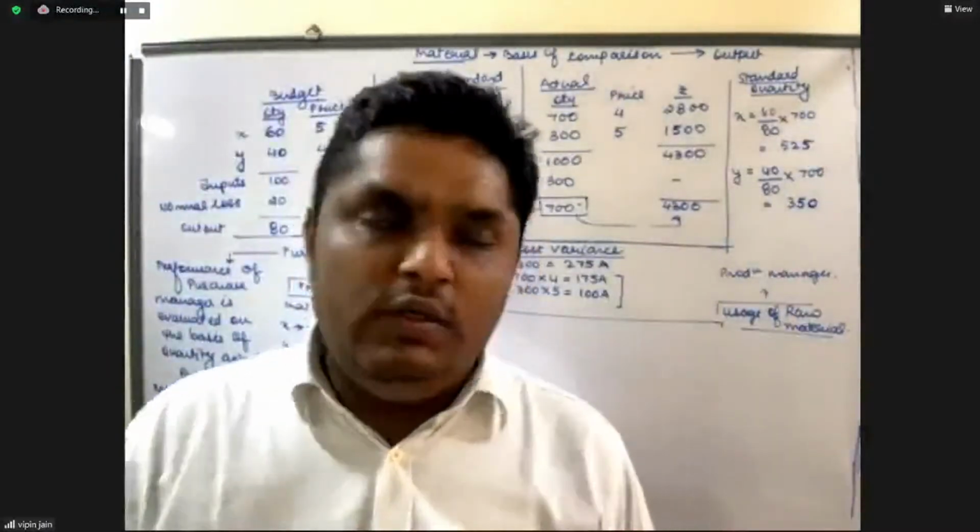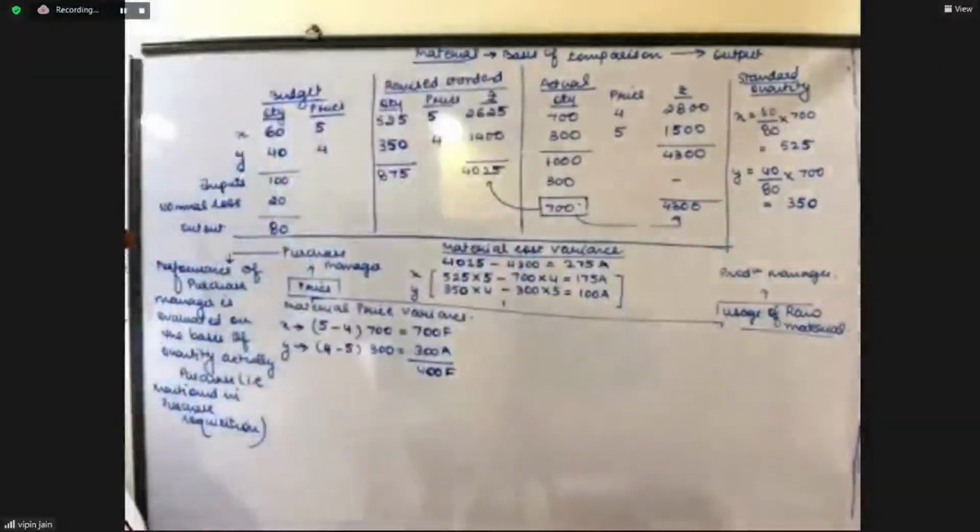Yes, 400 is the total material price variance, and that too is favorable.